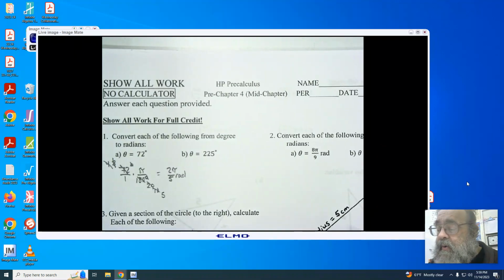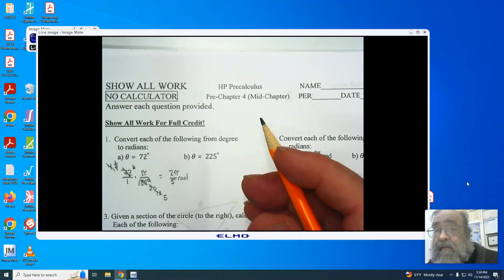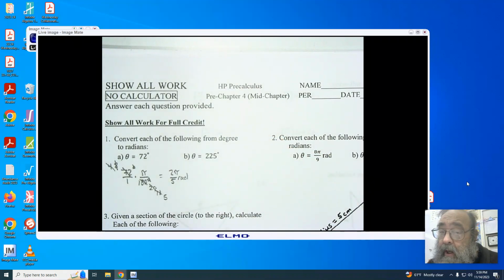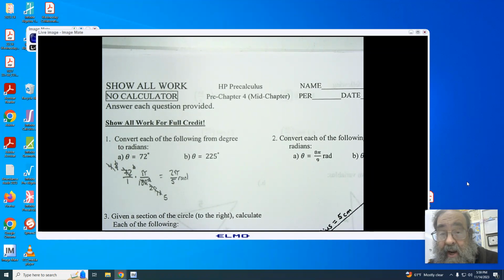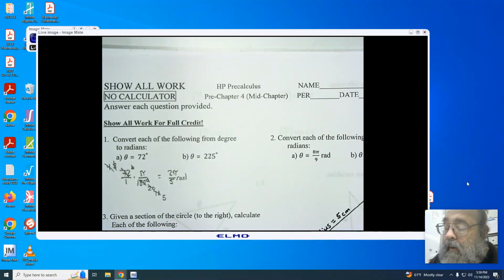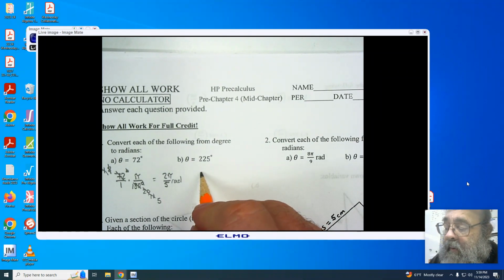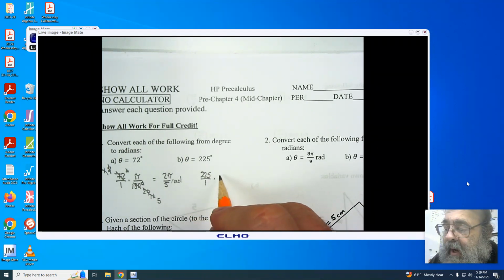Second one, 225 degrees. Now, if you already know it's a 45-degree reference angle in the third quadrant, you can go ahead and simply convert it into pi over 4, and in the third quadrant, it would be 5 pi over 4. So that's what we expect. Let's go ahead and do it the longer way. 225 over 1 times pi over 180.